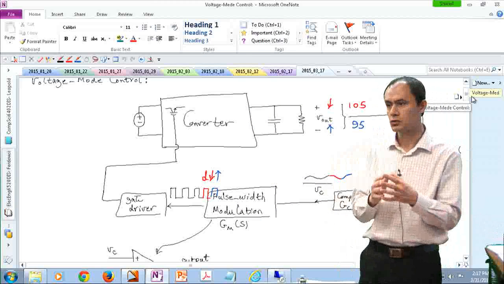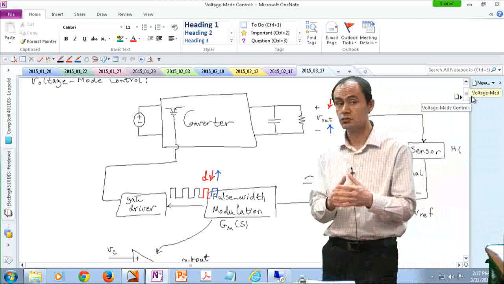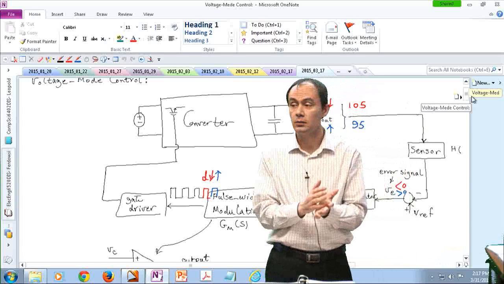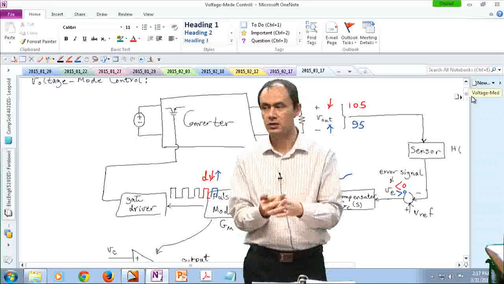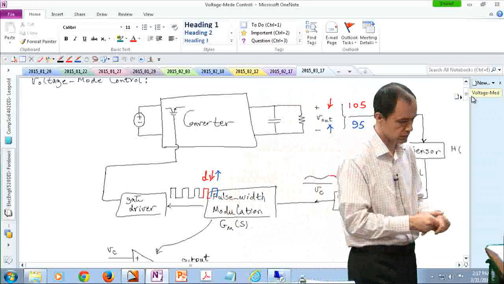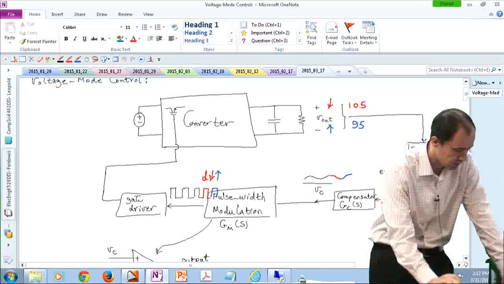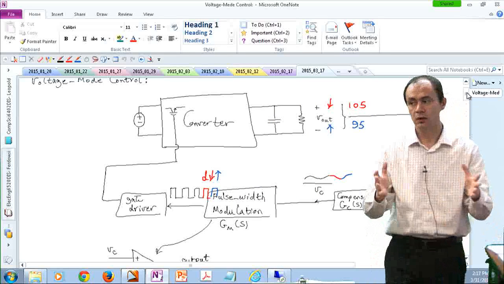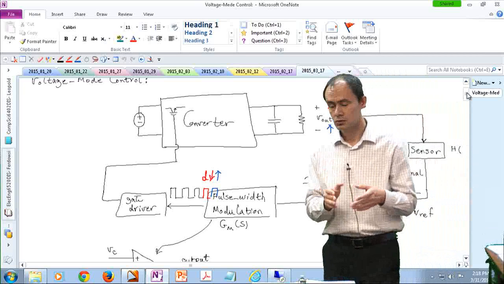Most of the time, the control objective is still the same. You would like to regulate the output voltage against the variations in the input voltage or the variations in the output current or output load or resistance. So we discussed that the most common way of doing current mode control is peak current mode control.